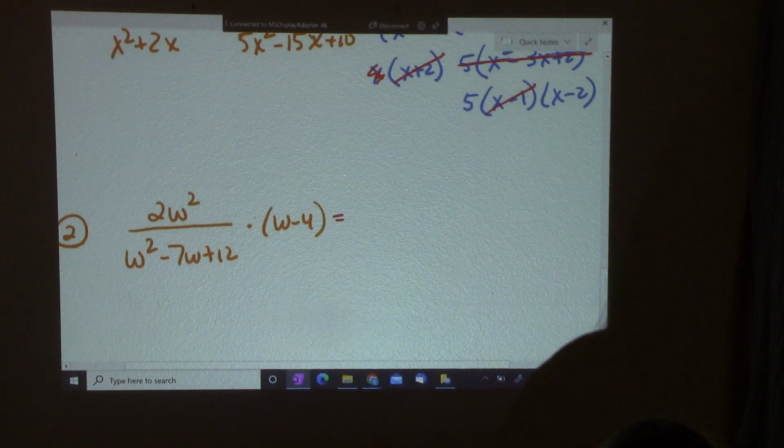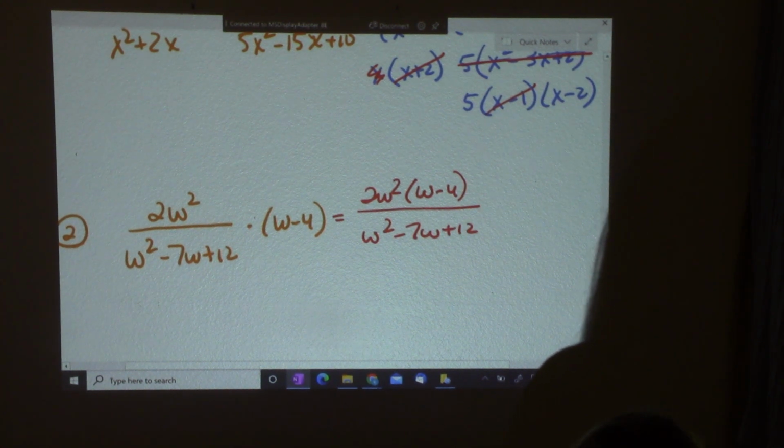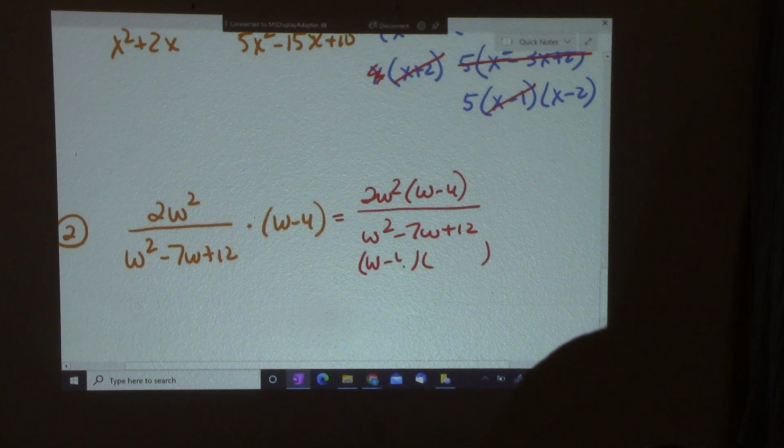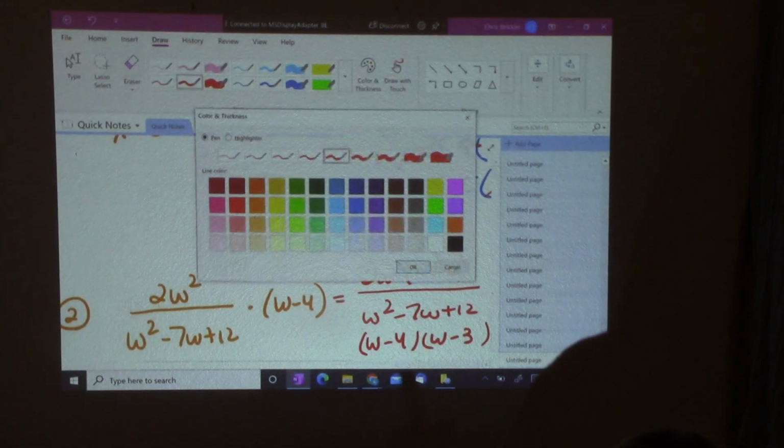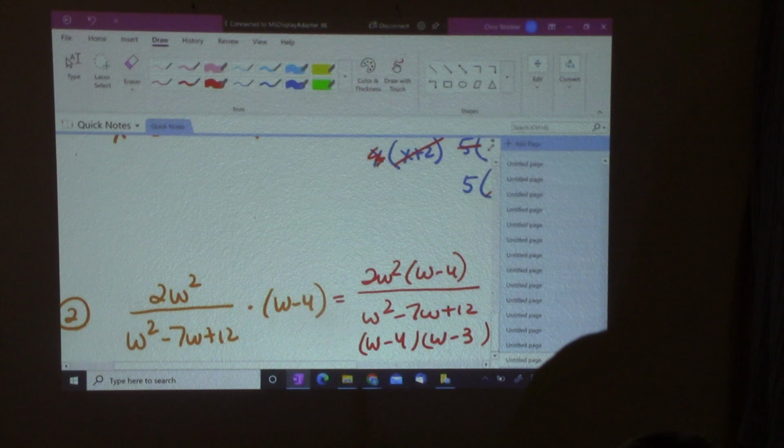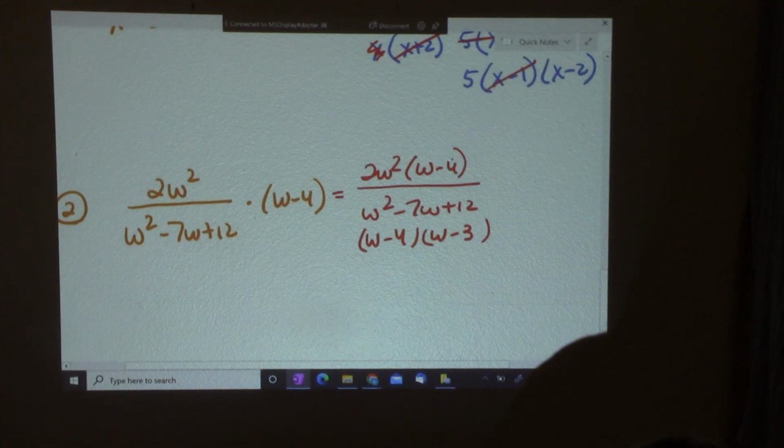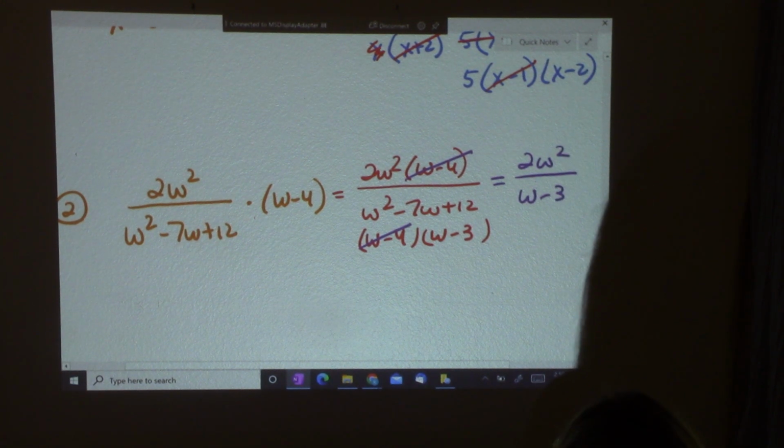Okay, let's do the next one, which is down here. So this is going to be 2w squared times w minus 4 over just w squared minus 7w plus 12. So I'm going to factor this, and I get w minus 4 and w minus 3. Just going to change colors for contrast. How about purple? Okay, so these cancel, and the only thing I have left is 2w squared over w minus 3.